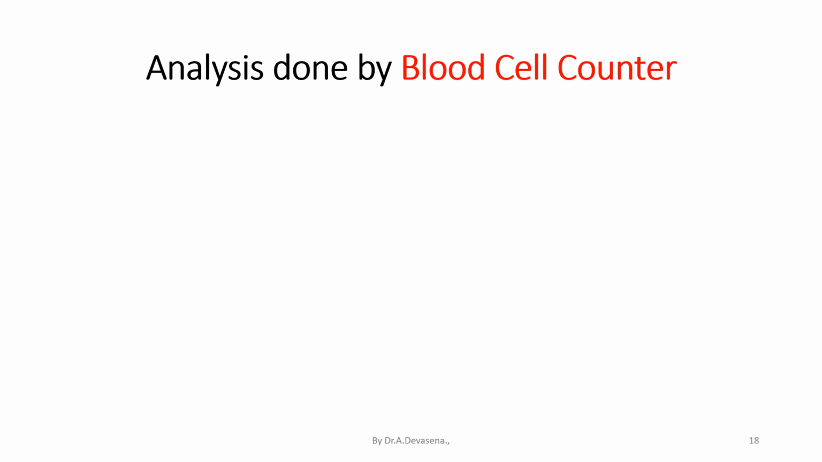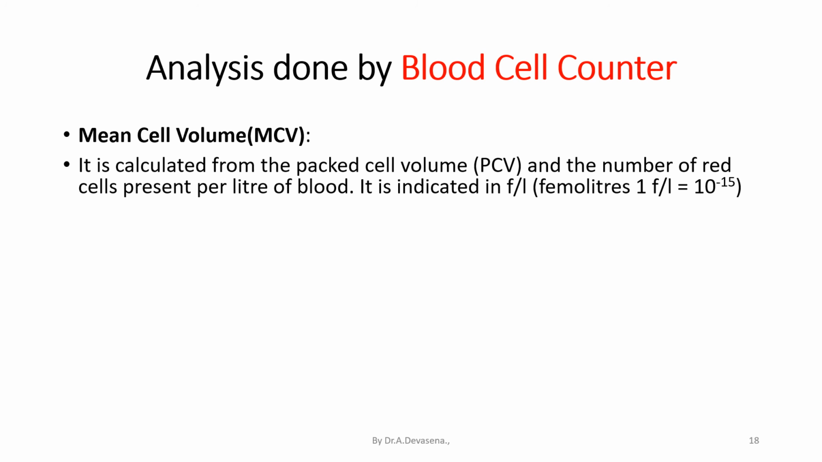So far we have discussed about the blood cell counter. Now we are going to discuss about the analysis done by the blood cell counter. First one, mean cell volume, that is MCV. It is calculated from the packed cell volume, that is PCV, and the number of red cells present per liter of blood. It is indicated in fL, that is femtoliters. 1 fL is equal to 10 power minus 15 liter.